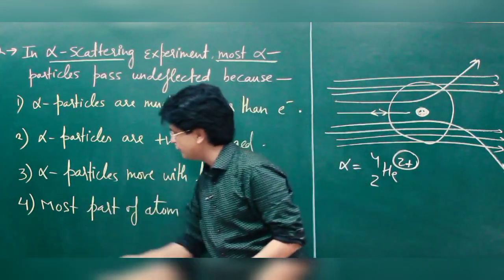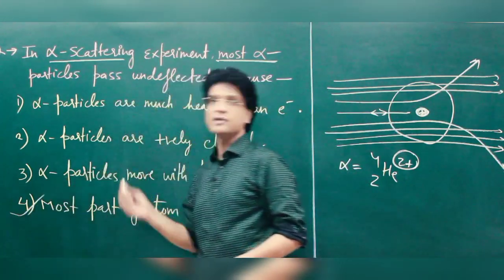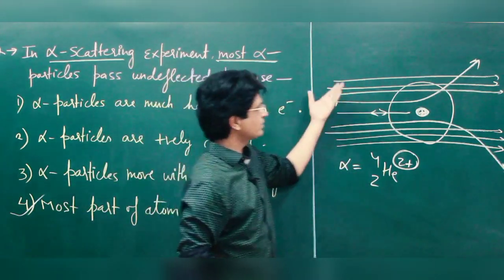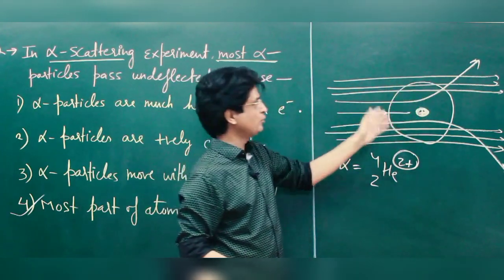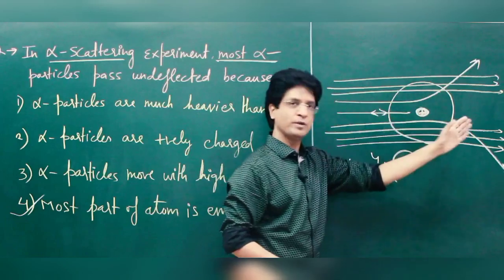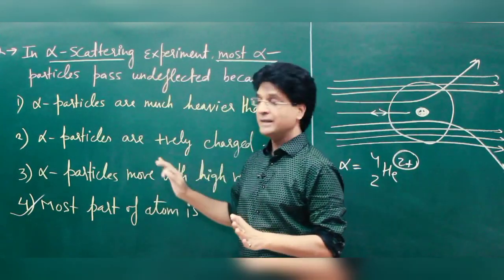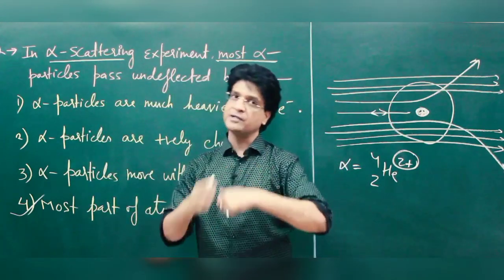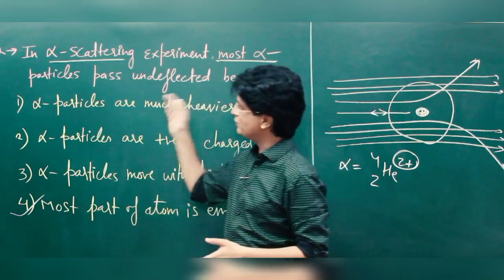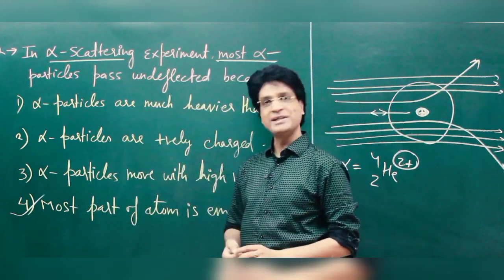So let me come to the fourth option. Most part of the atom is empty, and yes, that is my answer. They are passing because there is nothing out there. There is no obstacle for them to surmount. They can pass out easily because most part of the atom is empty. So in this question we have learned that the given statements might be right, but they may not be my right answer. Okay, so please focus on the right reason also, apart from looking for the right sentence.